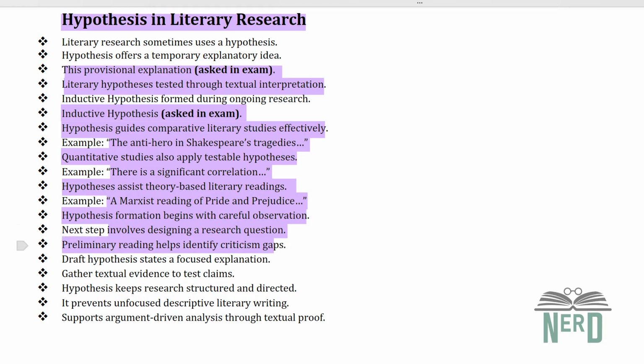Next, you do some preliminary reading to see what critics have already said. This helps you avoid repeating old arguments and shows you where new work is needed. After that, you draft the hypothesis, a clear statement that proposes an explanation. Finally, you gather evidence. This can be quotations, thematic patterns, narrative structure, or stylistic features. You check whether the evidence supports the hypothesis or challenges it.